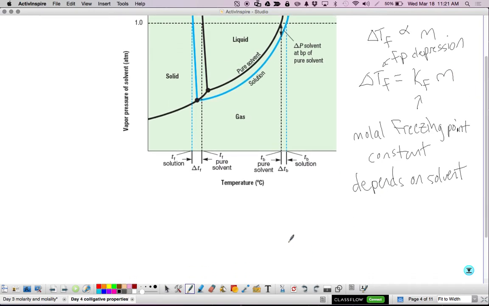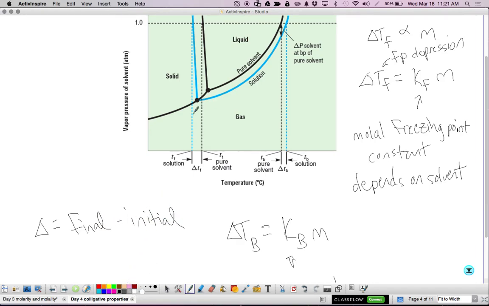Now, we're going to have a very similar equation for boiling point. Delta TB equals KB, the molal boiling point constant, times the molality of the solution. Okay, now, in this case, the deltas, well, take a second, think what delta means. Delta is final minus initial.